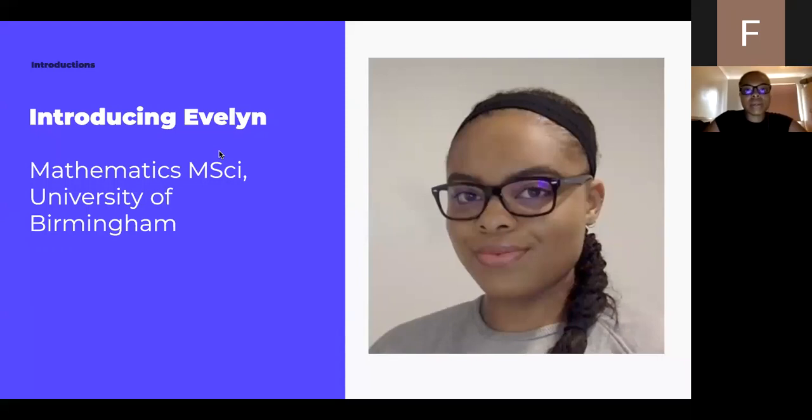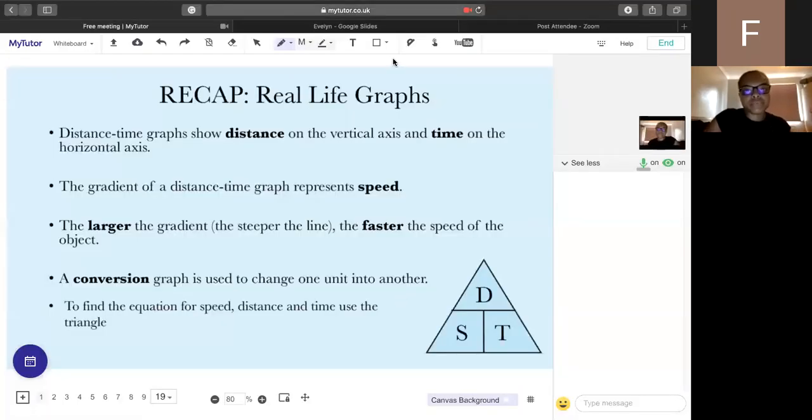So we're going to do a quick recap on what we were doing last session. We were doing real life graphs. If we remember from last time, distance time graphs show distance on the vertical axis and time on the horizontal axis. The gradient of a distance time graph represents speed. So the larger the gradient, the steeper the line, which means the faster the speed of the object. And we also went through conversion graphs. A conversion graph is used to change one unit into another. So let's say you wanted to change pounds into dollars or meters into miles or something like that.